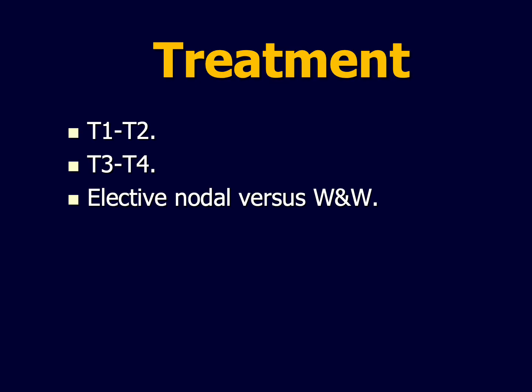For T3, T4 disease, usually we think about elective nodal irradiation, although some would say, I will treat the local disease only and leave the neck for later. I don't know why this would be suggested with a high risk of lymph node spread. And I usually say that for T1 disease, lymph node spread is around maybe 2 to 3%. For T2 disease, it reaches up to 10%.